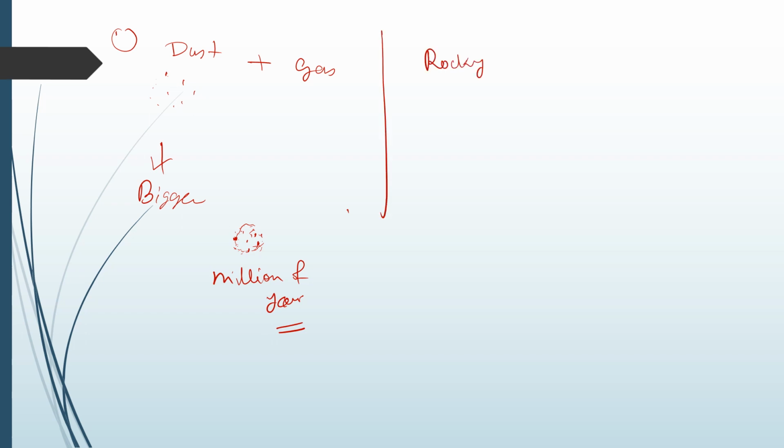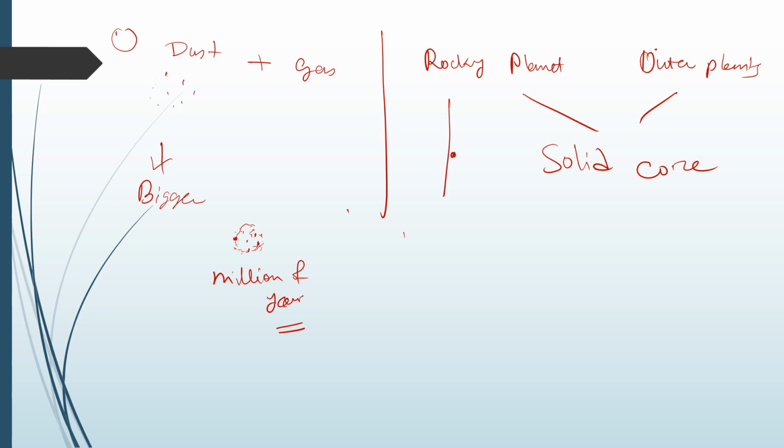Okay, in the start, both rocky planets and outer planets, rocky planets meaning inner planets, both had a solid core. Core means the innermost part. In the rocky planets, more rock built up on the core. It attracted more rock, but in the outer case, obviously in the outer planets, we saw that the temperature is very low, so they added gas and ice onto the core.